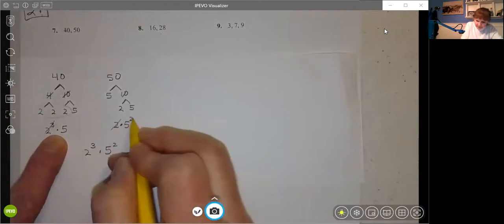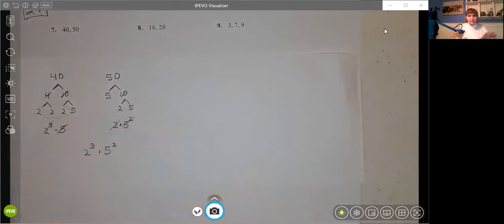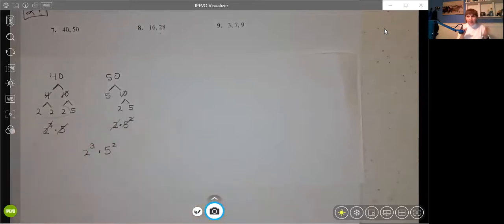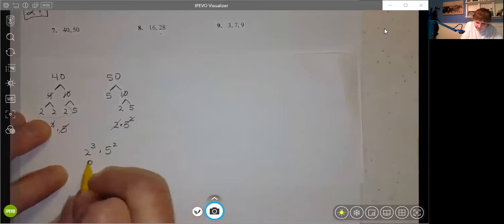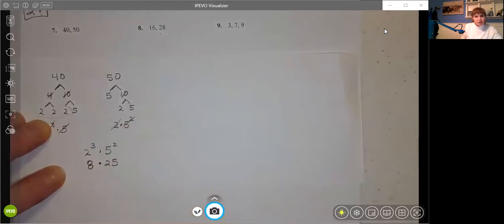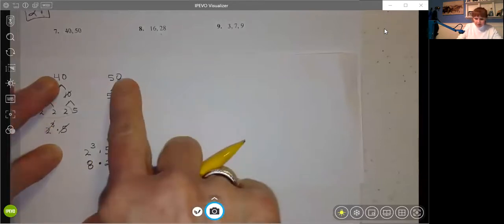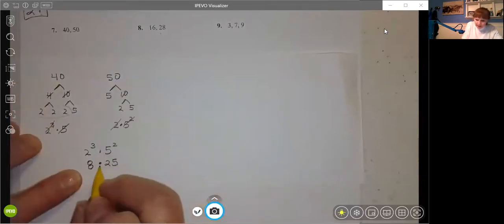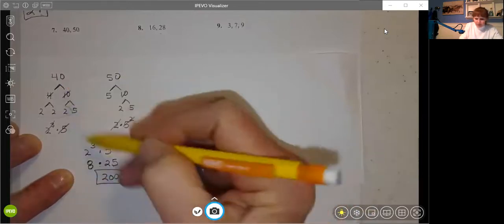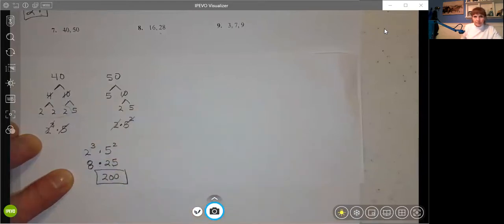5 squared. Okay, we've used everything up in our trees. We're done. I guess that now the hard part is to realize this is not a 6. This is an 8. So we have 8 times 25. So both of those numbers go into 8 times 25, which is 200. That's the smallest number that both of those will go into: 200.